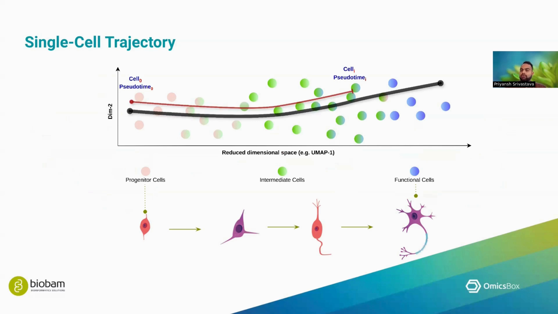And the idea is to put the progenitor cells first and the highly differentiated, functional or specialized cells towards the last. And the intermediate cells are represented in the middle. So basically, this is a representation of a simple trajectory where you have a linear process. These are the progenitor cells, and these are the differentiated cells.